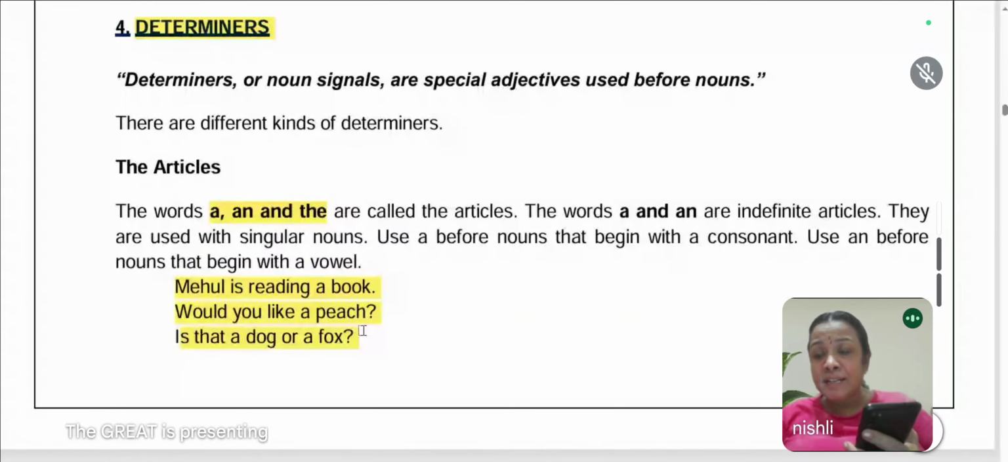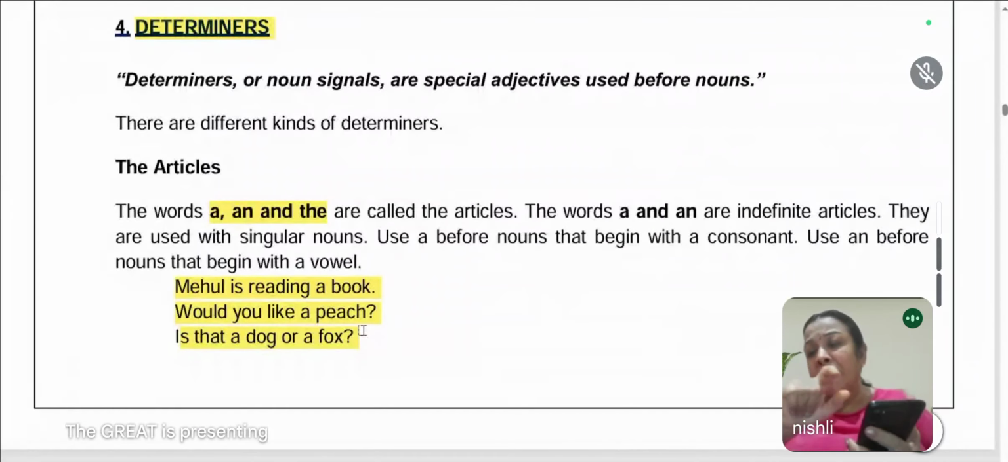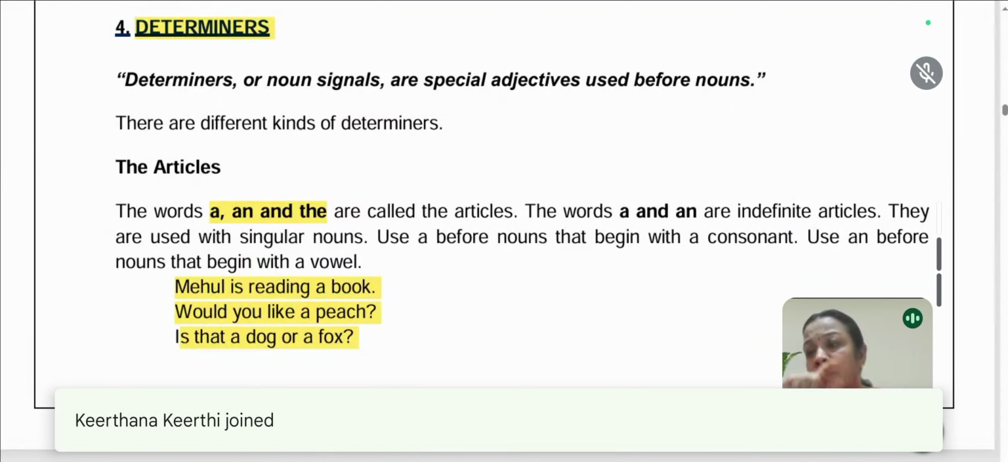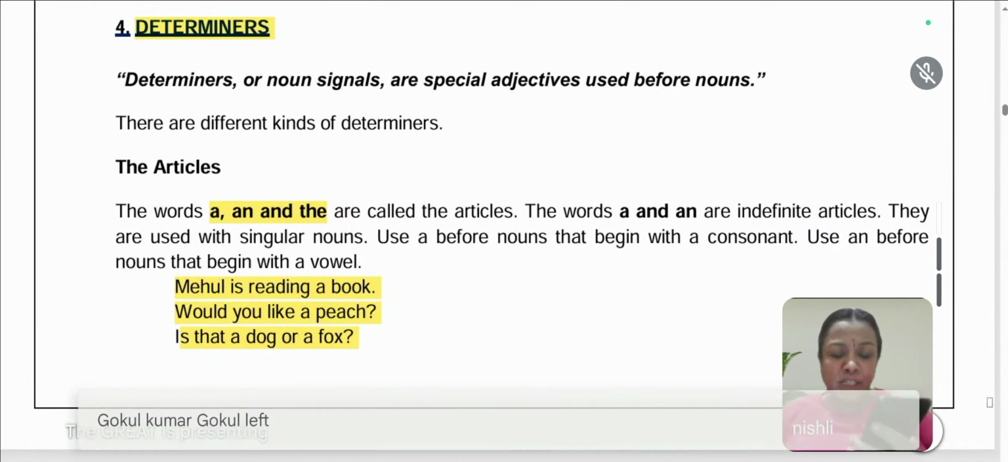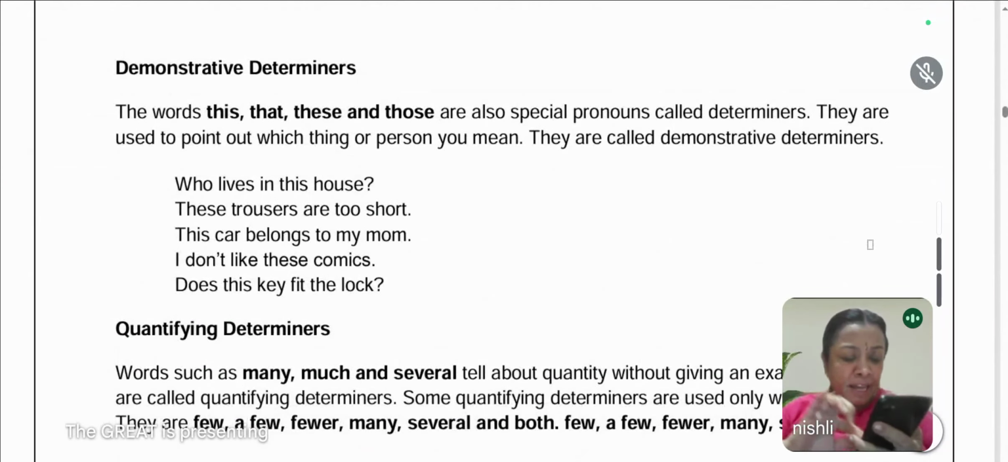And gender. The genders are used for males and for females. Then again, we saw different kinds of pronouns, demonstrative pronouns. Similarly, these demonstrative pronouns always demonstrate and particularly point out a particular object or an article, like this, that, these, those. They are all special pronouns called determiners. They are used to point out which thing or person: who lives in this house?